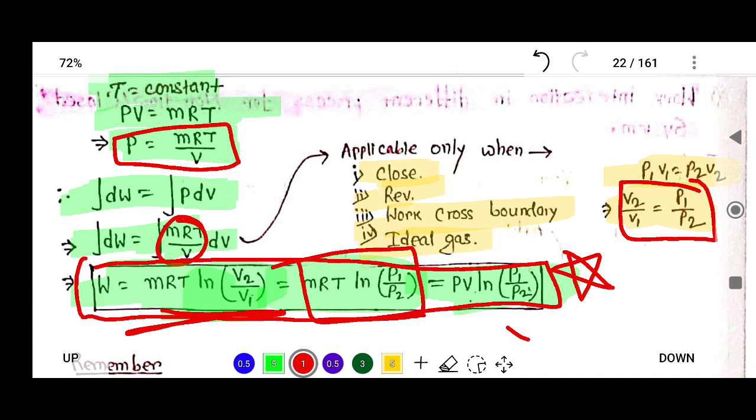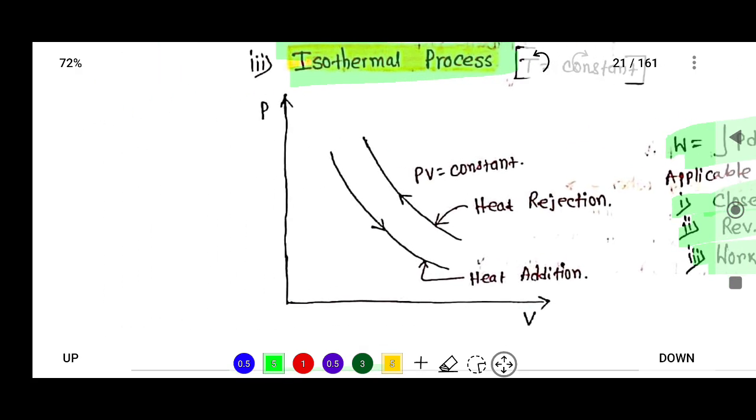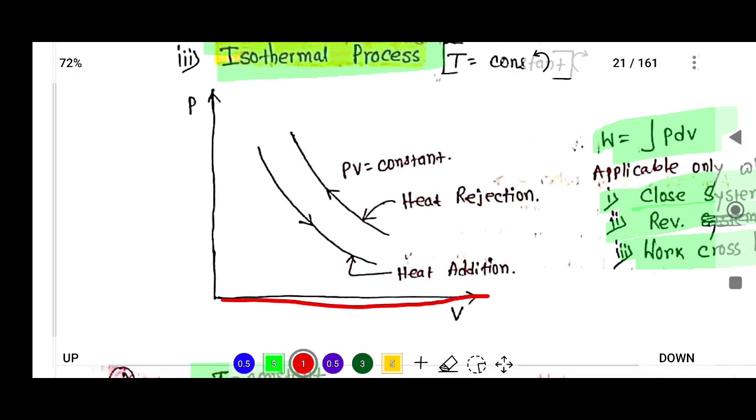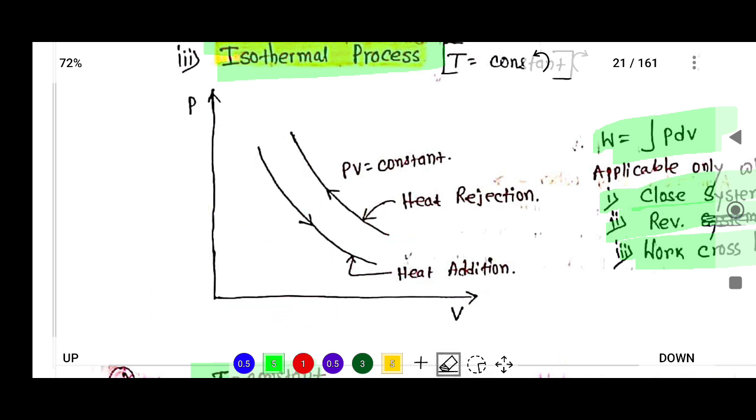Okay, so if you see on the graph, the volume is on the x-axis and pressure is on the y-axis. Here the process will be in this way or in this way. If the volume increases, then it is a heat addition process, and if the volume decreases, then it is a heat rejection process. This curve is the process for isothermal.